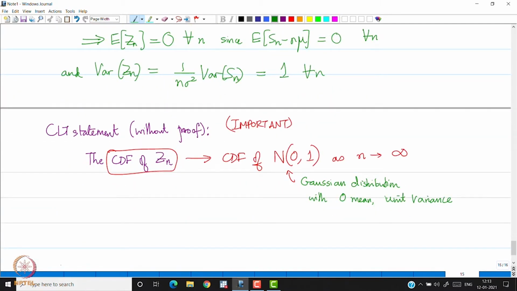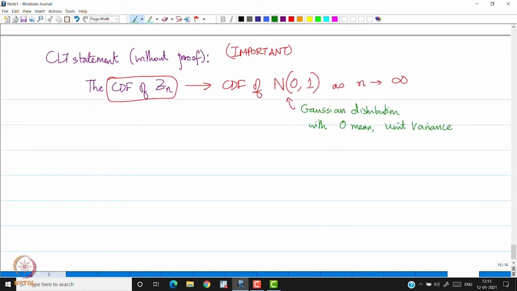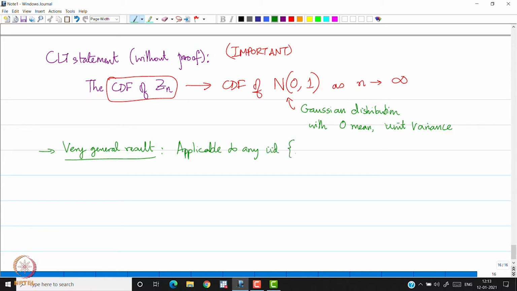And what does this mean in practice? Let us just look at that. This is a very general result, applicable to any IID collection xi with finite mean and variance, with mu and sigma squared finite. That's the only condition we put on the xi.